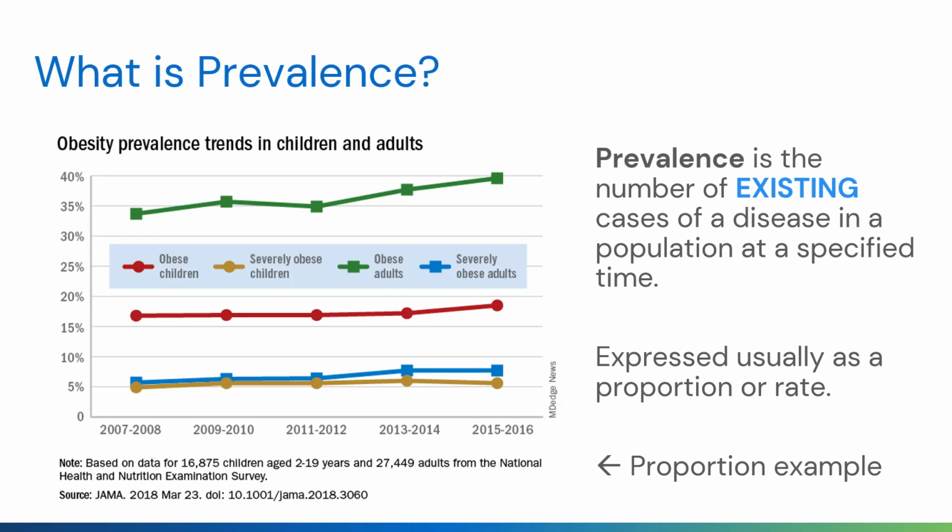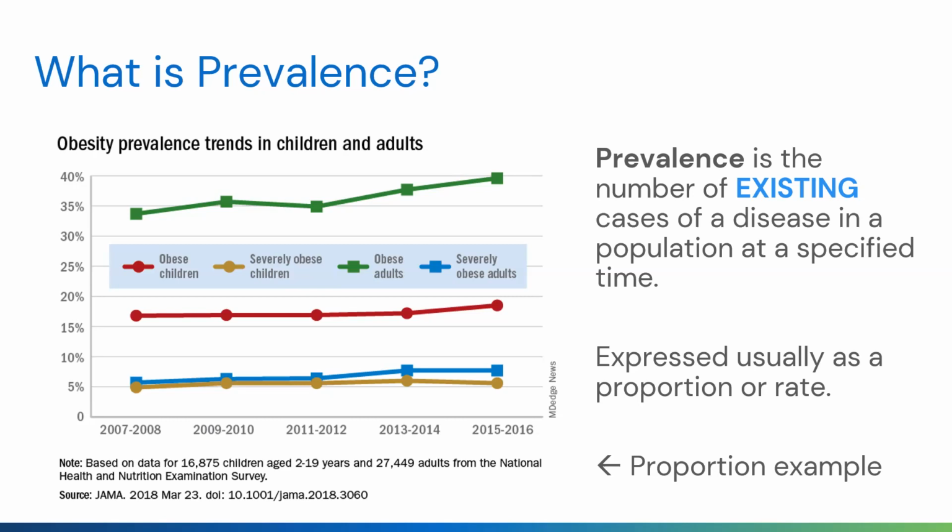And again, a lot of people just report prevalence and think they don't need to actually say what date it is. Yes, you do. You absolutely do. It's usually expressed as a proportion or a rate. You can use both. This is an example of a proportion.